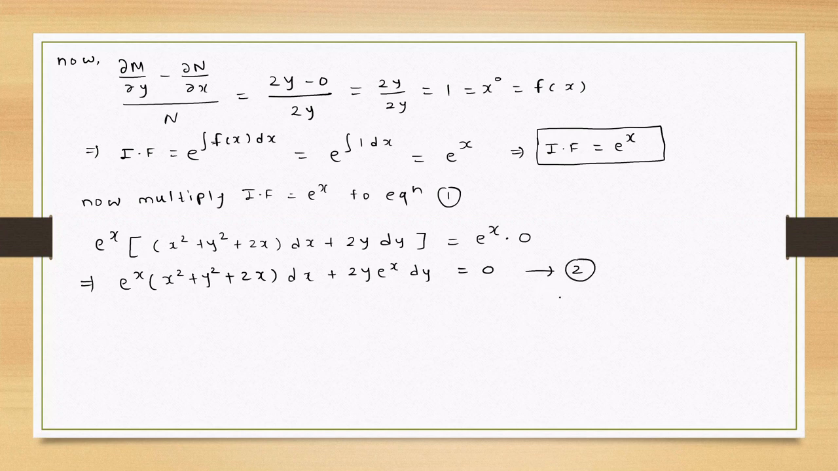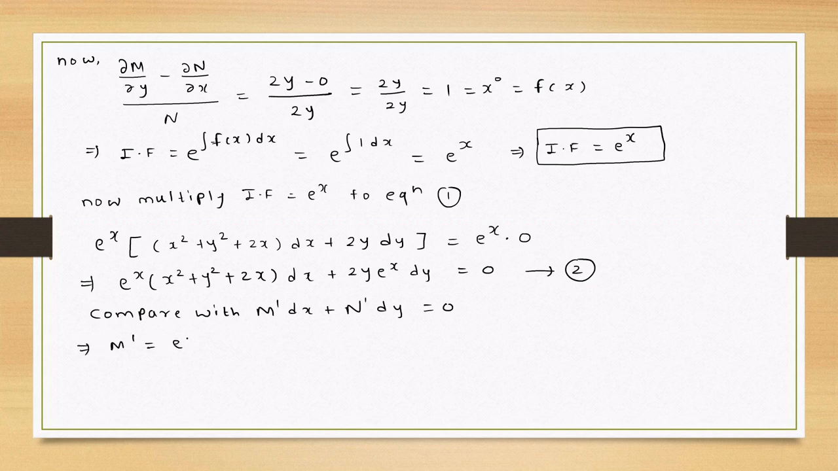Now equation number 2 is by default an exact differential equation. There is no need to check whether equation number 2 is exact or not. But here I am showing that this differential equation is exact. Now compare with m dash dx plus n dash dy is equal to 0. Here we have taken m dash and n dash because we have already taken m and n previously in equation number 1. So what is m dash here?